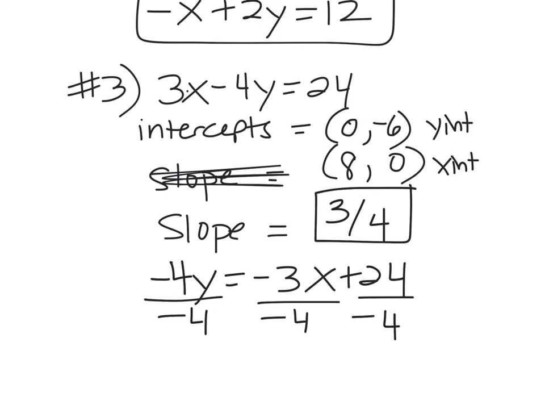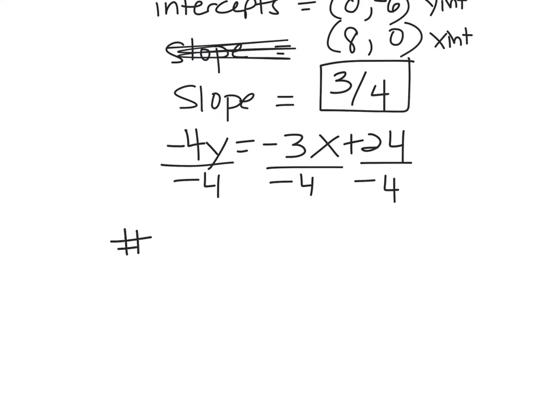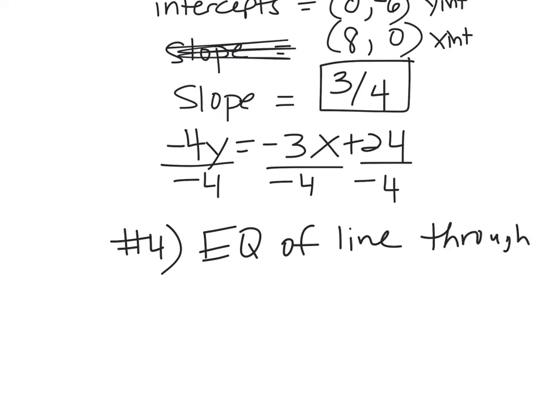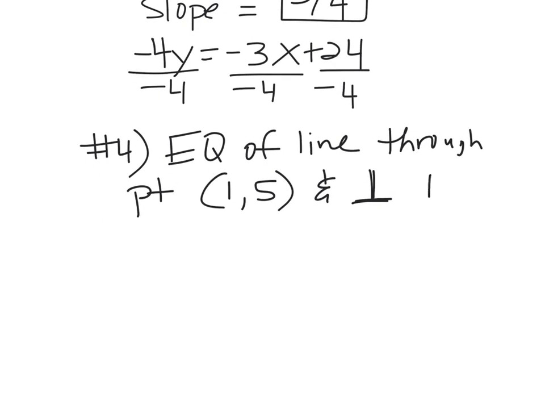One more. Number 4. All right, this time they want us to find the equation of the line given that it goes through the point (1, 5), and it's perpendicular to 2x plus y equals 10. And let's find this in just point slope form since we haven't done that yet.